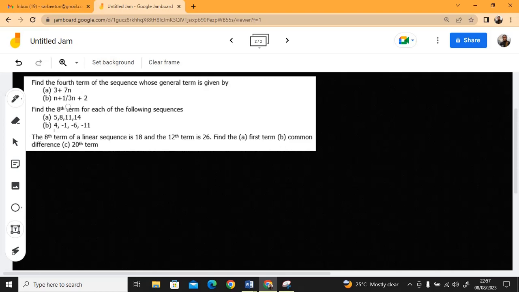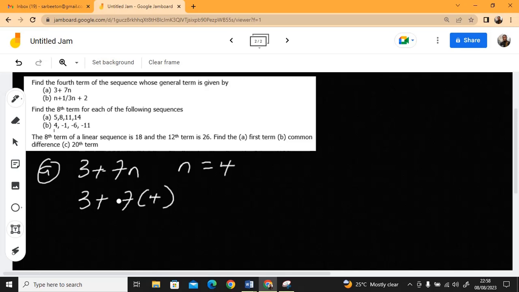The first one you are given, you have a equals to 3 plus 7n. It means anywhere you see n, you insert 4 because we are looking for the fourth term. So when n is equals to 4, this will be 3 plus 7, then you write 4 here, because this means 7 times n, that is 7 times 4. So here will be 3 plus 7 times 4. That is 28, and 28 plus 3 will give us 31. So this is the answer for this.